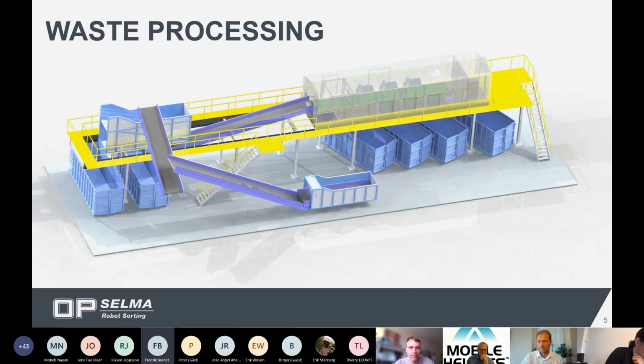This is the placing of our sorting robots. So the shredded material is placed in a bunker and it goes via conveyor belts into the sorting robot. And in the containers below, you will end up with sorted material ready for recycling.